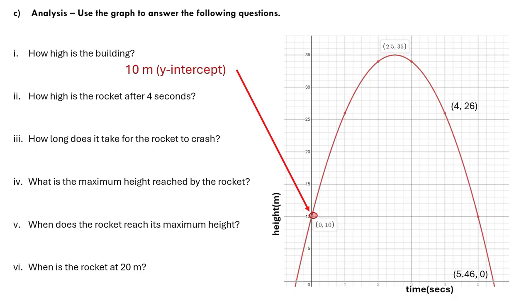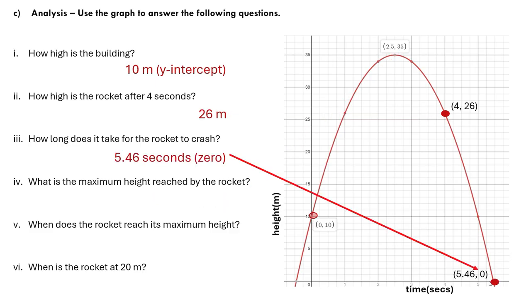Now we're asked, how high is the rocket after 4 seconds? Well, we'll travel along to the 4-second mark, and we'll see that that crosses at about the 26-meter mark. How long does it take the rocket to crash? Well, we assume that it's crashing on the ground, so we'll come down here to where y equals 0, and that happens at about the 5.46 second mark.